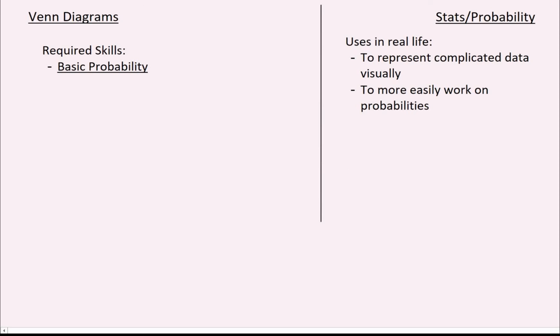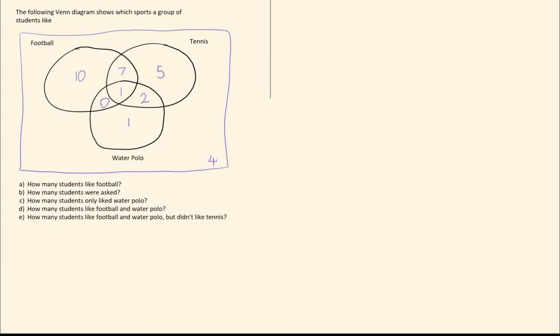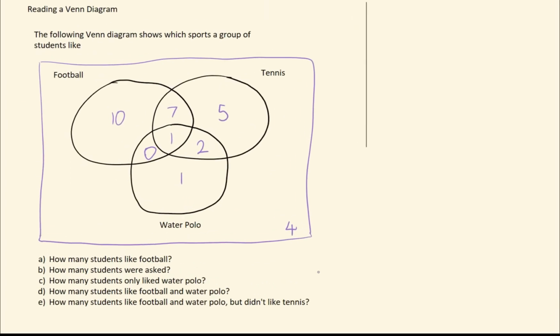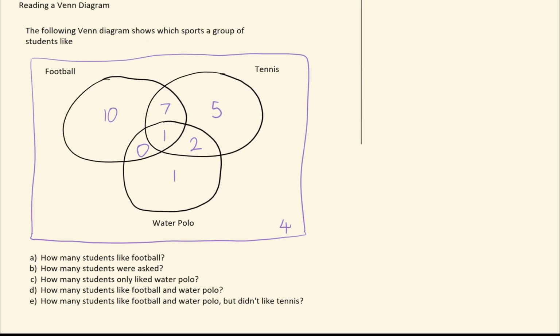Hi, in this lesson we're going to look at Venn diagrams. So we've basically got two parts to start off with. We can go to start reading a Venn diagram and also drawing one. So it's basically a Venn diagram, and here you've got three options of which sports some kids like. They could be football, tennis or water polo, or neither of those, or any combination of those three.